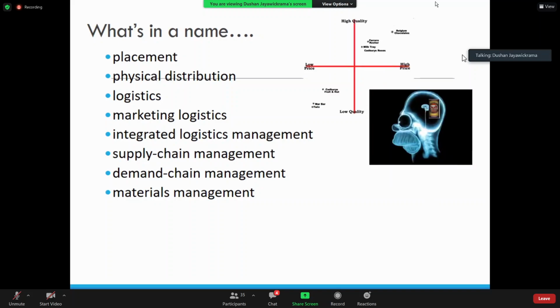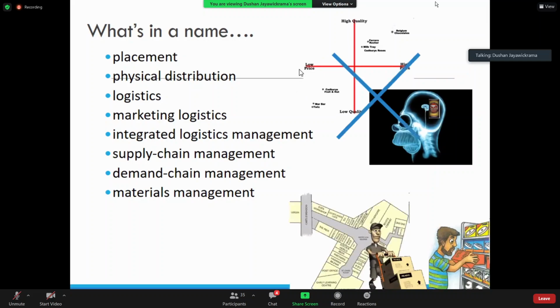This idea is small but important. Usually people confuse placement strategy with this. This is not placement, what I'm referring to here. This is positioning, because what you are doing with the customer's mind is positioning. What you are doing physically to reach the customer is placement or distribution. So what we are talking about is this, not this one.